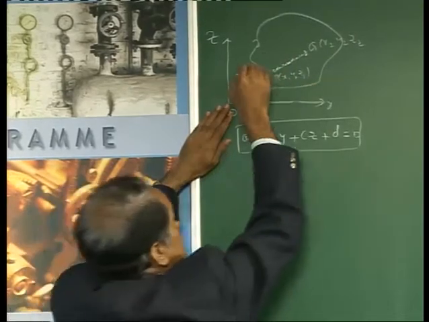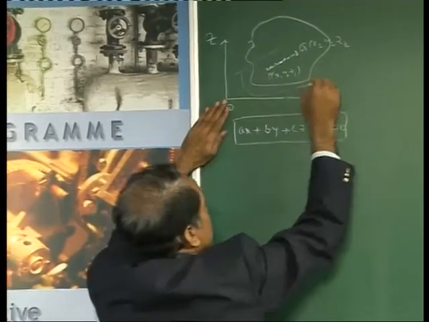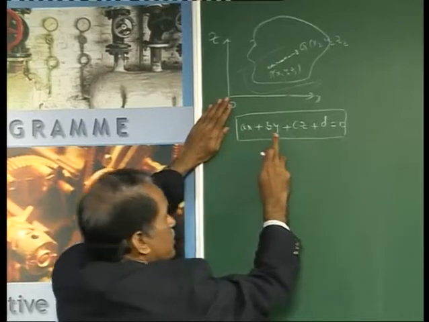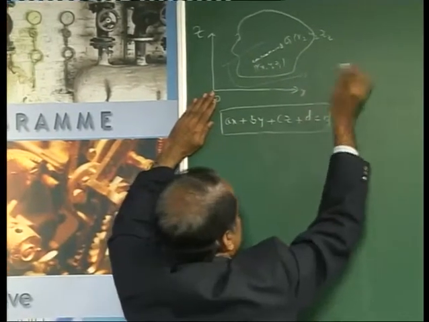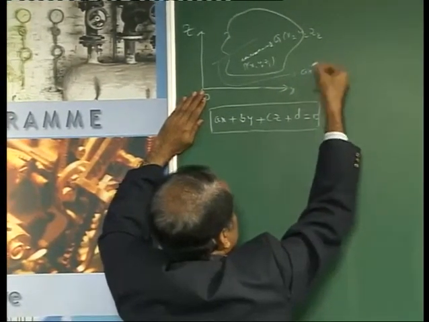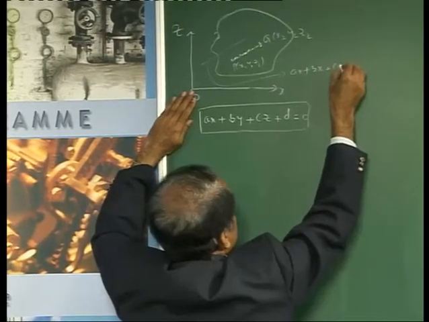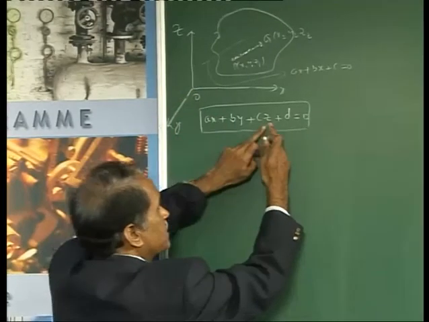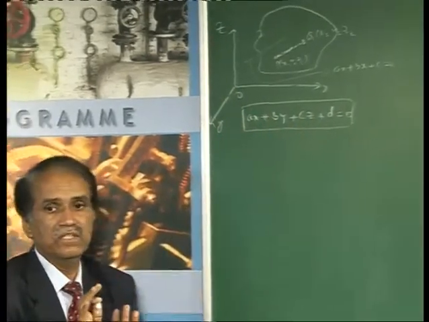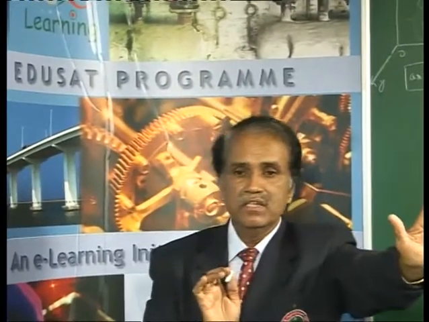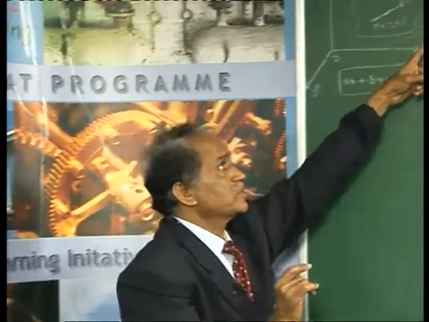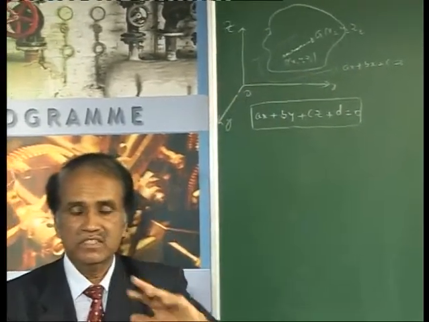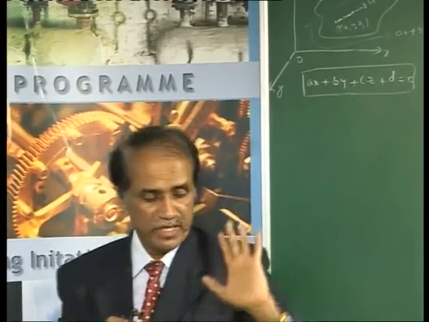When you draw a straight line, its equation is represented as Ax plus By plus C equal to 0. That is the case of a two-dimensional situation. Here, one more coordinate: Ax plus By plus Cz plus D equal to 0. This represents the three-dimensional reference, and the previous one represents the two-dimensional reference. This is the fundamental equation of the plane.